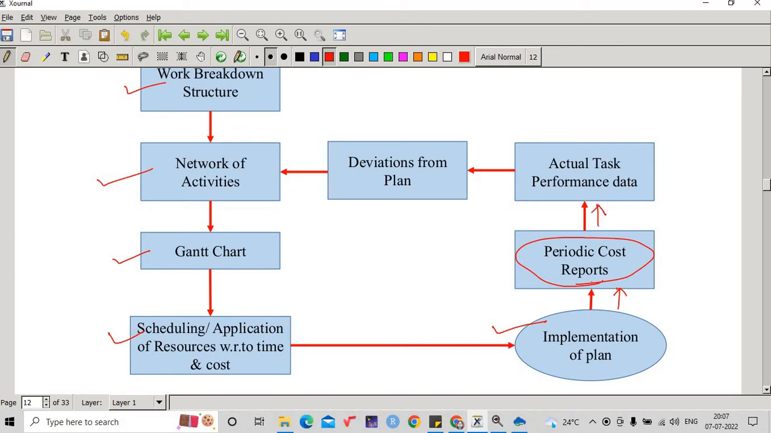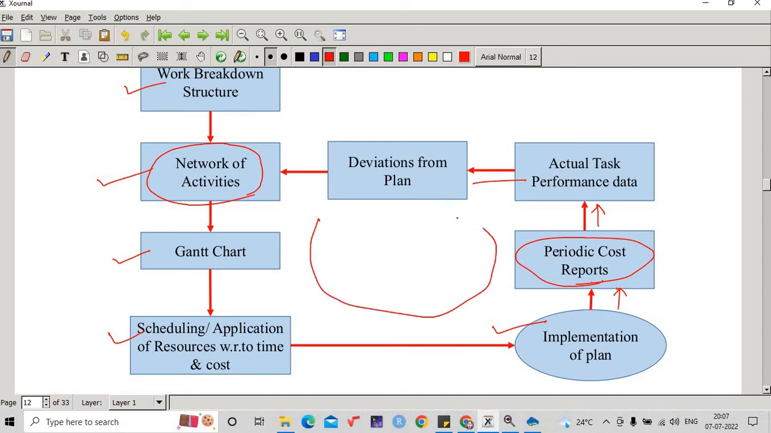Actual task performance data is also needed. Then deviation from the plan: if we are having any deviation from the plan, then again rearranging the network of activities and having this entire task repeated to complete the project effectively within time.